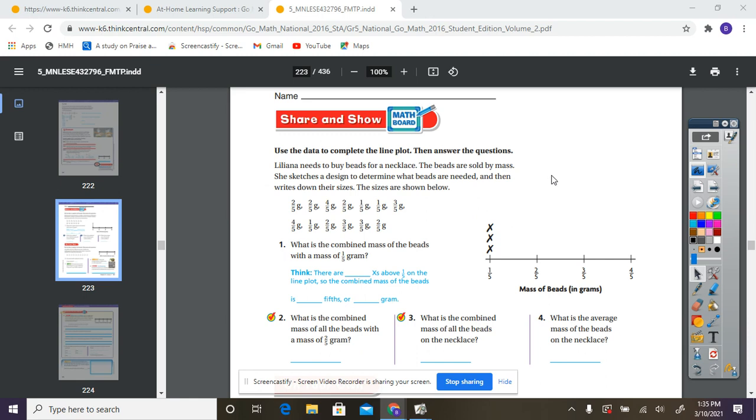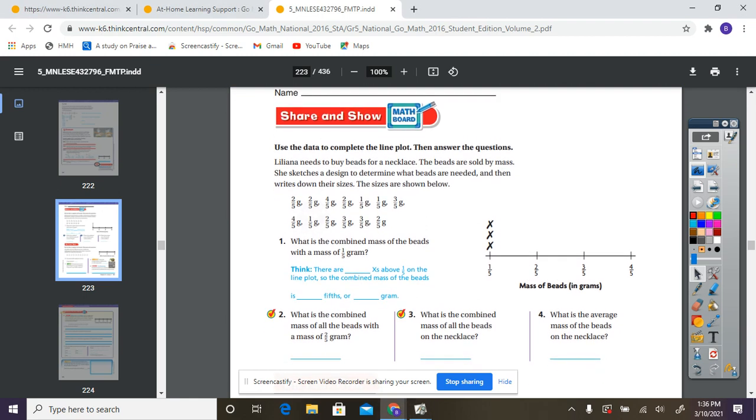So let's go ahead and graph the data set. It looks like they have 3 1/5 written down. So let me mark out 3 of those 1/5 that they have already written down. 1, 2, 3. I don't see any more. So let's look to see how many 2/5 there are. There's 1, 2, 3, 4, 5. So I'm going to draw 5 X's.